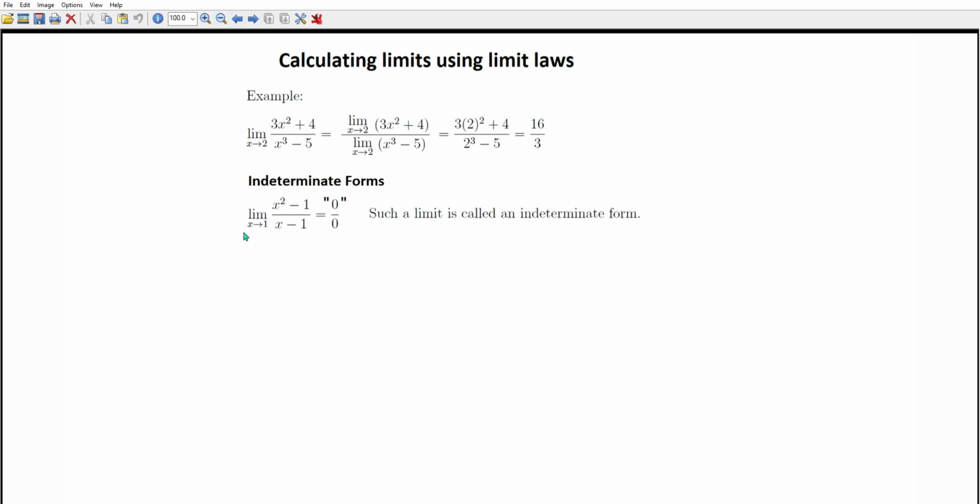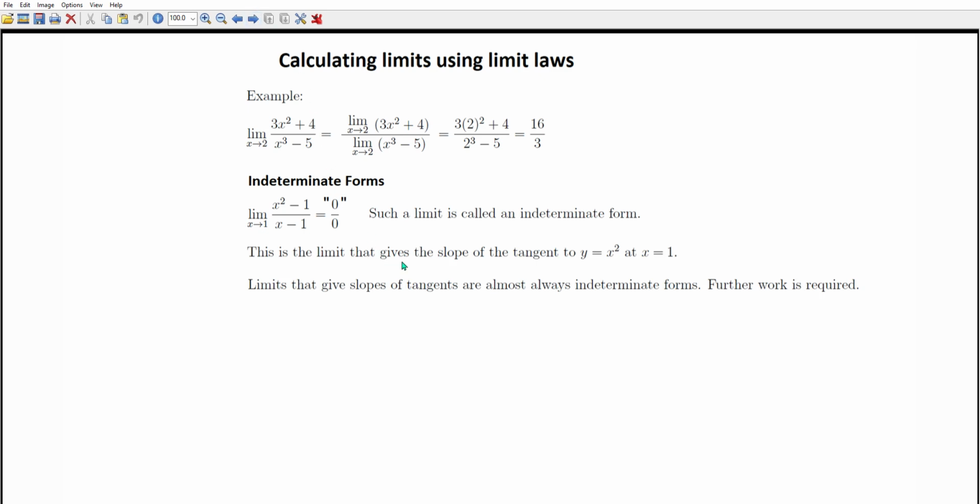Now let's look at a limit that we've seen previously, the limit as x goes to 1 of (x squared minus 1) over (x minus 1). And if we look at the top, at 1, it's 0. At the bottom, it's 0. This is "0 over 0." The quotes mean that's not actually the limit. That is how we're thinking about the limit. And what we're seeing here is something where we don't know the answer. Such a limit, 0 over 0, is called an indeterminate form.